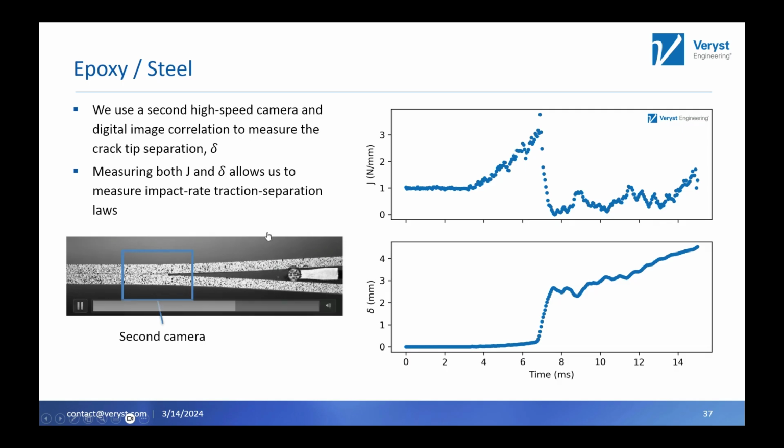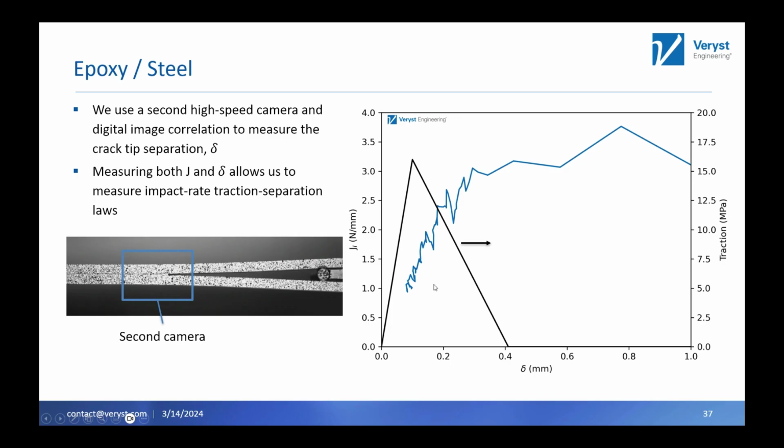Moving on to a structural adhesive application, we use a second camera, which I'm not showing the exact area of, but zoomed in closer to that crack tip, and much like we do for the low rate quasi-static adhesive testing, we can measure the separation. So now we're measuring both the J integral during the test, as well as the separation during the test, which you can see in the lower figure, and use that to measure the traction separation law. The J integral as a function of separation is shown in blue, and then our fitted traction separation law that can go into a cohesive zone model is shown in black.